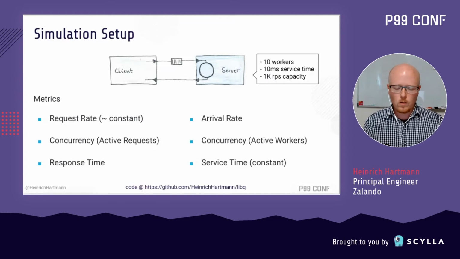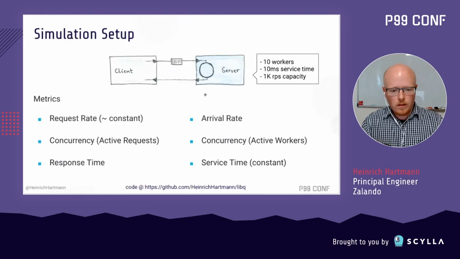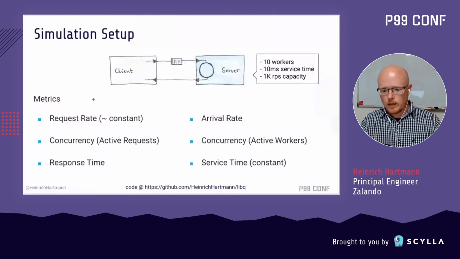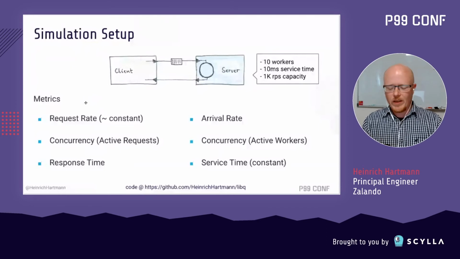what happens here. So as I said, this is our theoretical queuing system. We are simulating here a client which sends a varying amount of requests. And then you have a server which has 10 workers and 10 millisecond service time per request that each worker is servicing. So it gives us a total capacity of 1000 RPS. And then we are monitoring the client side and the server side with best practices. And yeah, we use USE and RED and all this kind of things.